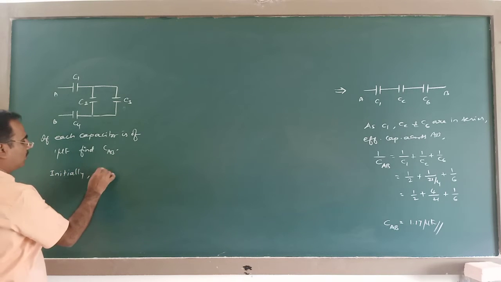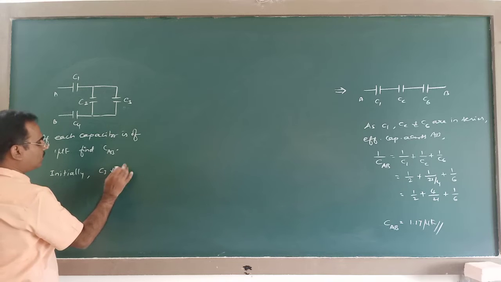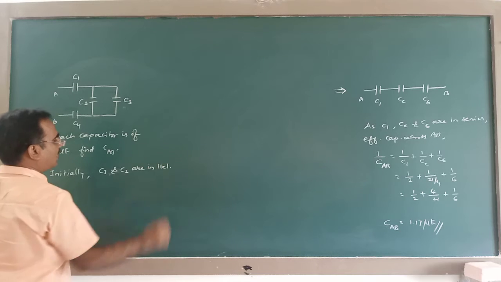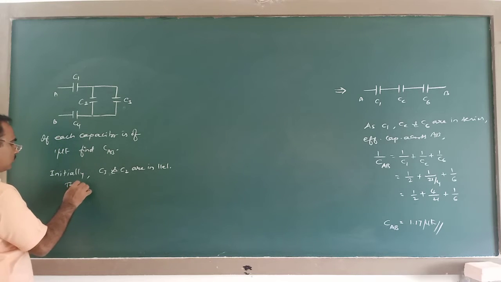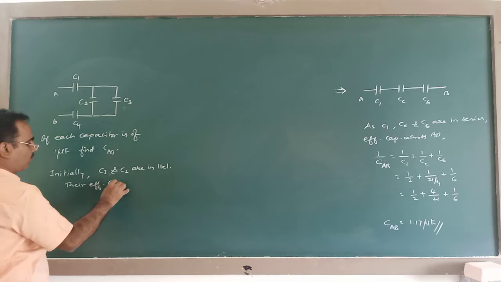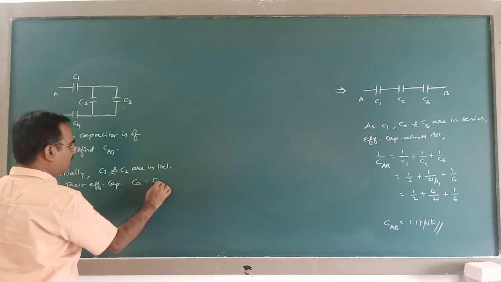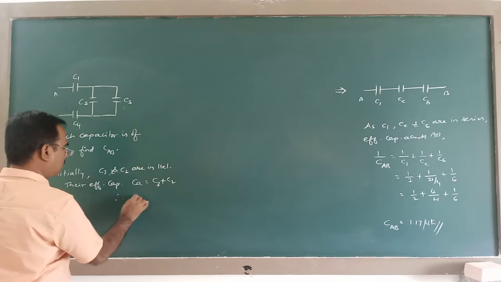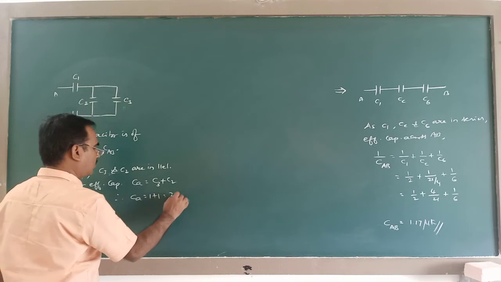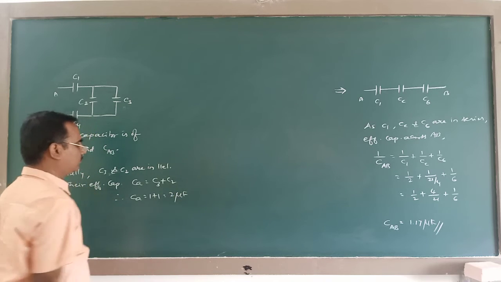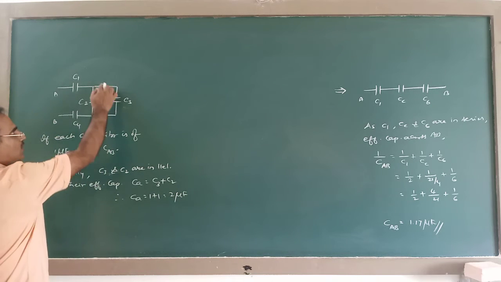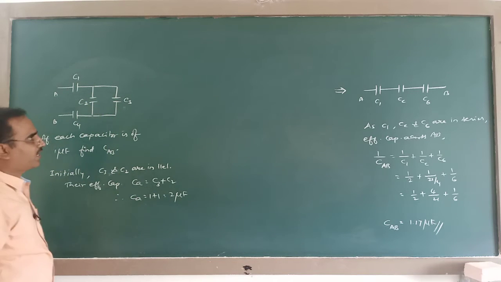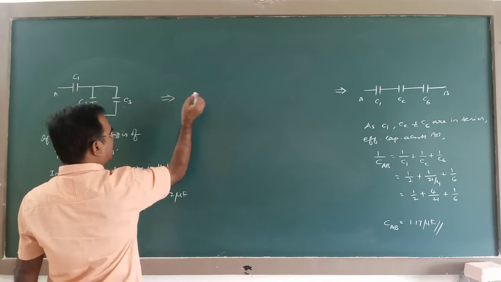So initially C3 and C2 are in parallel. Their effective capacitance CA becomes equal to C3 plus C2, so it is 2 microfarad. These two individual capacitors can be replaced by a single capacitor of 2 microfarad. That means this circuit reduces to this form.